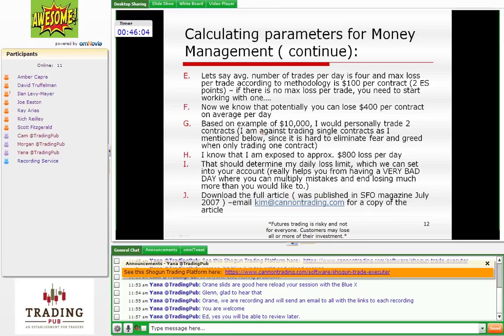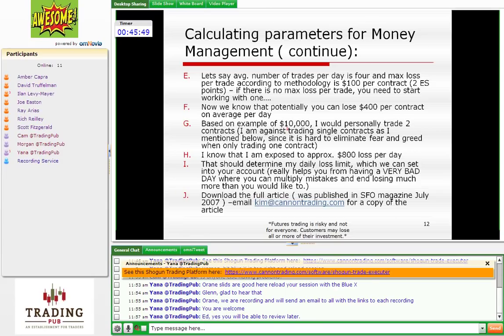So based on the example above, we know that potentially you can lose $400 per contract on an average day. And if we use the example of a $10,000 account size, I would personally trade 2 contracts.